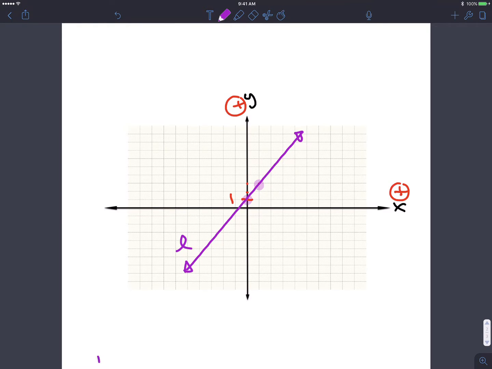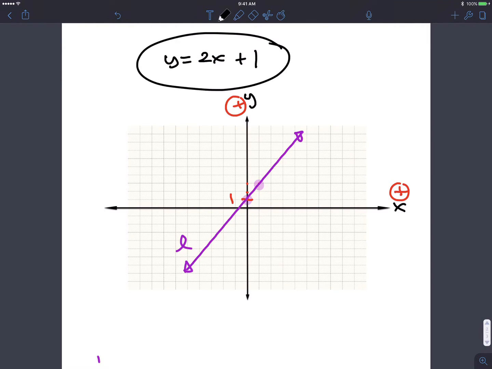Here's how. Notice what we just did. We graphed the equation y equals 2x plus 1 using slope-intercept form. And that's what we're going to be doing for all of these problems.